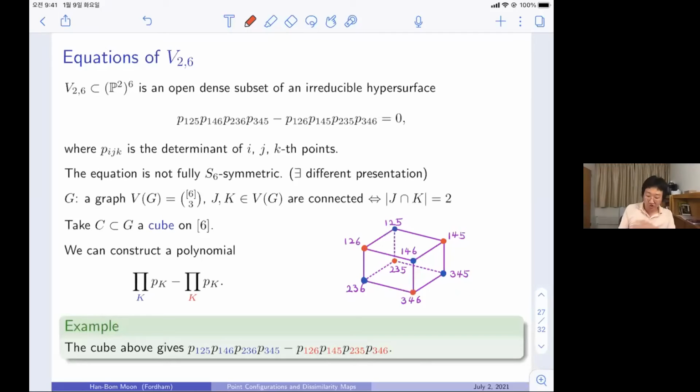So we need to understand how to find all representatives of the same equation, of the same hypersurface. So here is the combinatorial description.